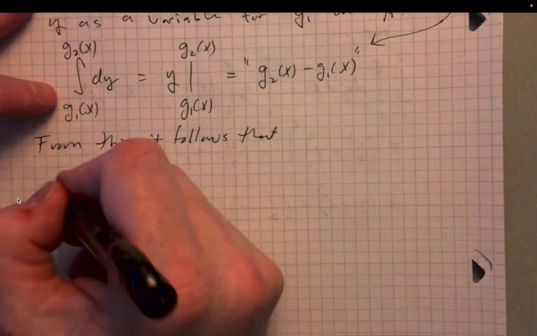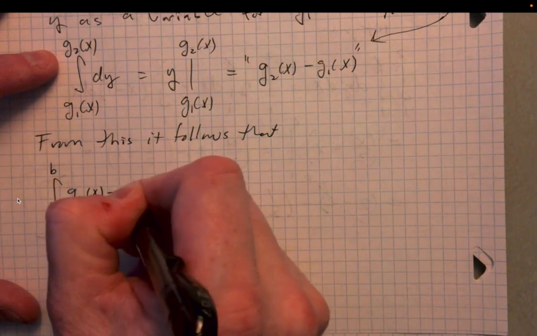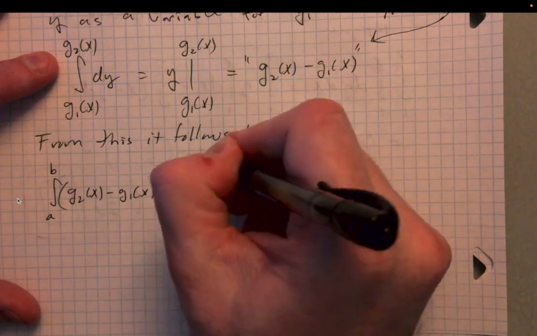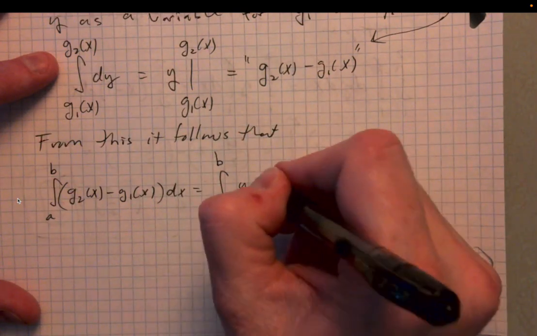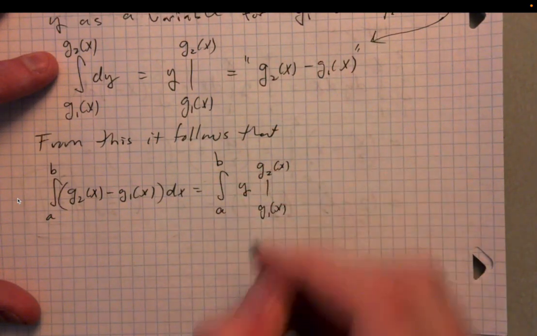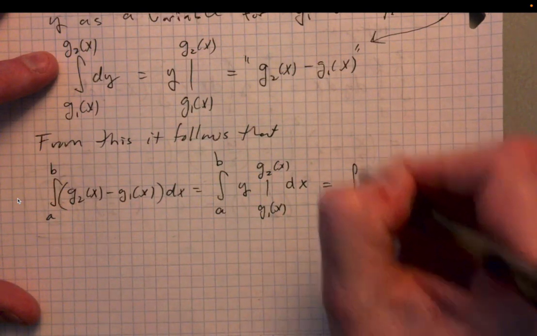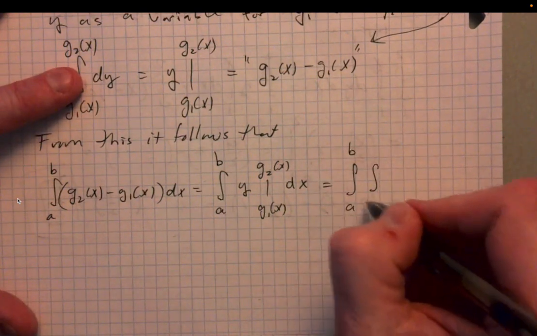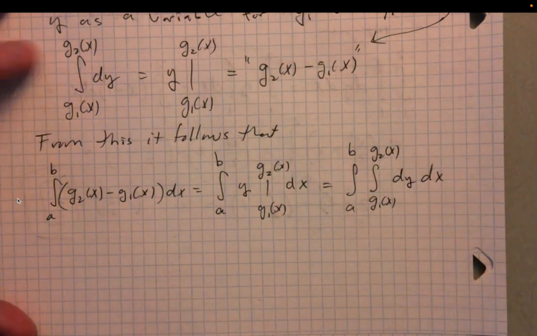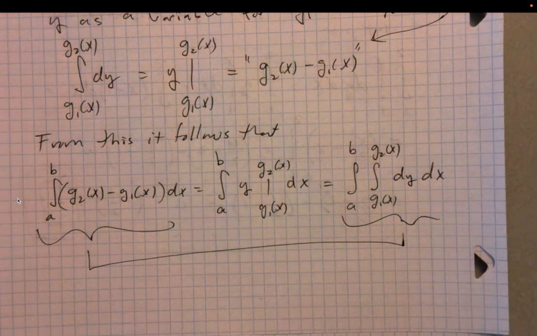So from this, it follows that we could say, I've got this integral from a to b, g2 of x minus g1 of x dx. Well, that's just equal to the integral from a to b of y. This is what we just talked about. And that's just equal to the integral from a to b of the integral from g1 of x up to g2 of x dy dx. So that's how we can go from the standard definite integral into this iterated integral.